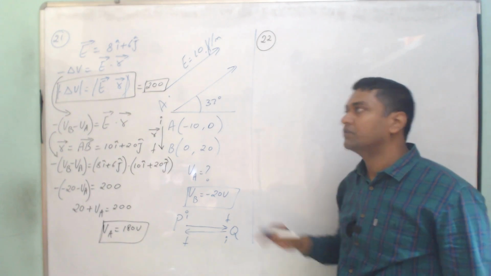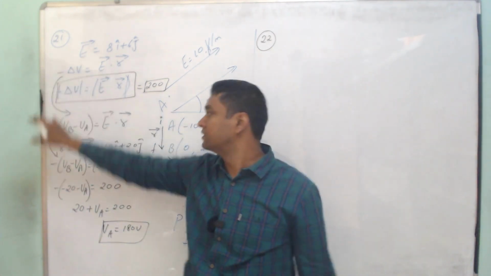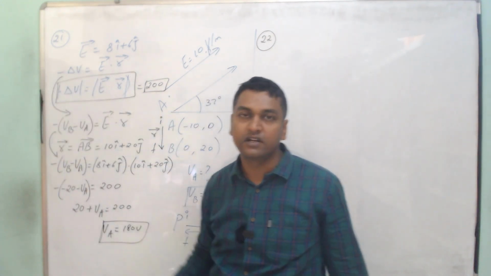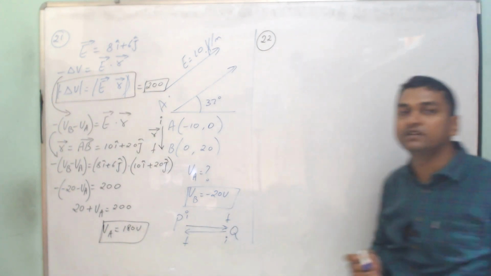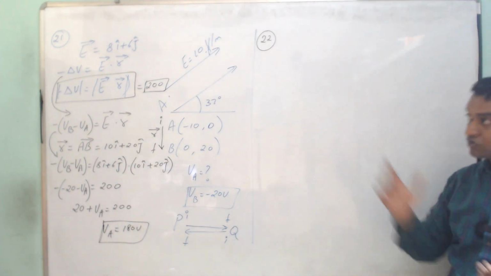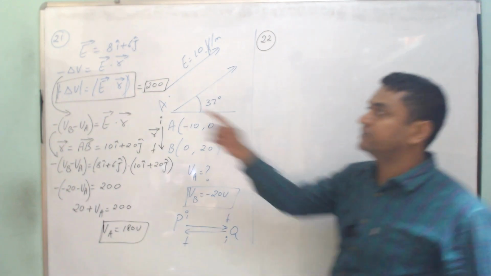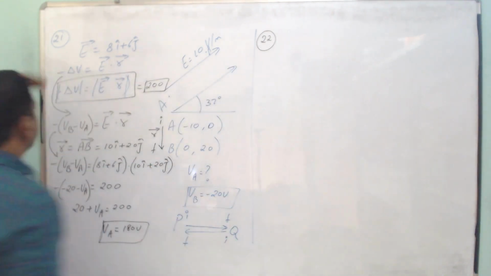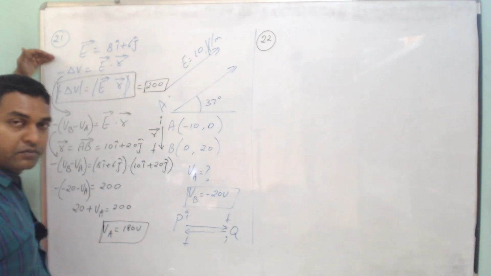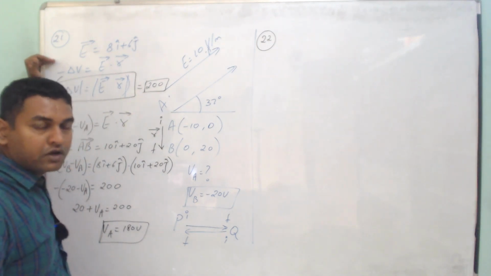Yes, sir. But I wanted to show you this approach also, because this is not difficult. Unless and until you start practicing, you will not realize that it is also very easy. Is this clear? Yes, sir. Explain it from here. Minus delta V is equal to E bar dot R bar.